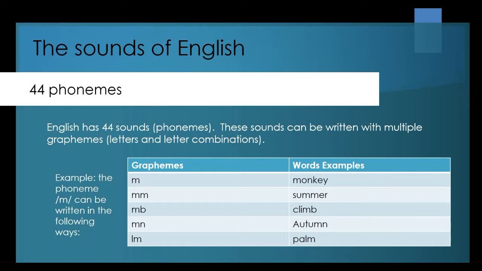These 44 sounds can be written in multiple ways. So we have many more ways to write the sounds than we actually have sounds. For example, the m sound can be written in many different ways. We could write it with just one single M, as in monkey. Sometimes the M gets doubled, as in summer. Sometimes the M is followed by a B, as in climb. Or it could be followed by an N, as in autumn. Or an L could precede it, as in palm.